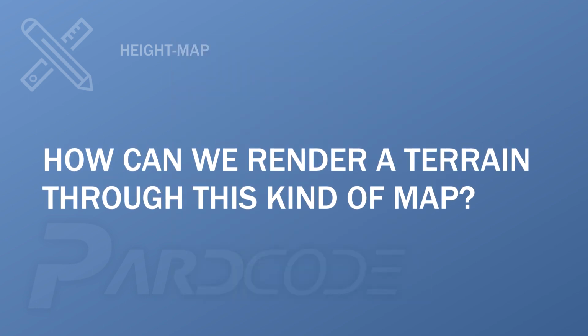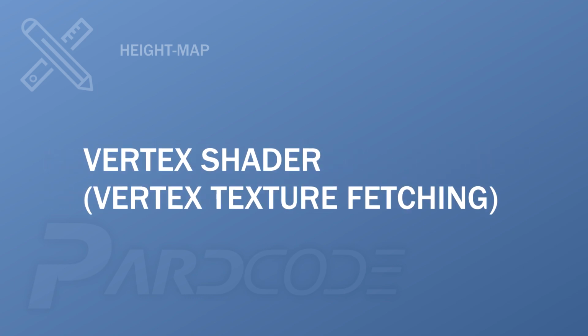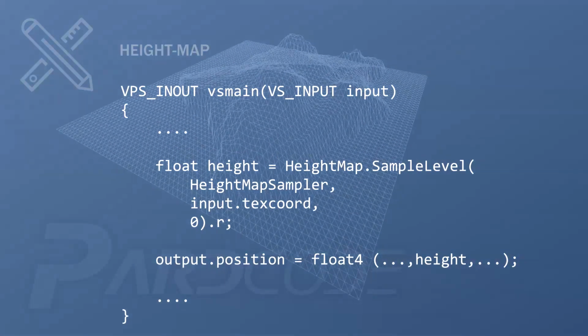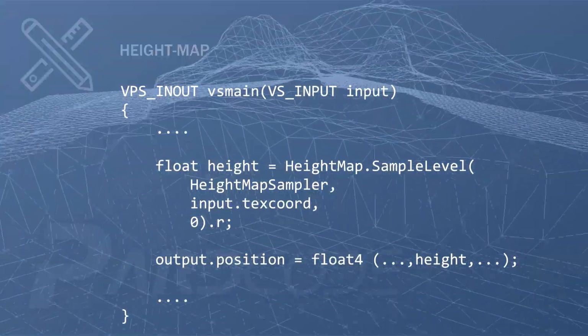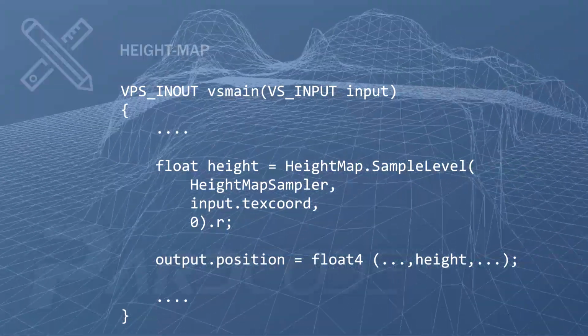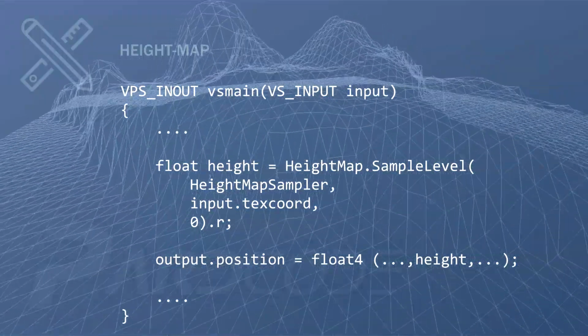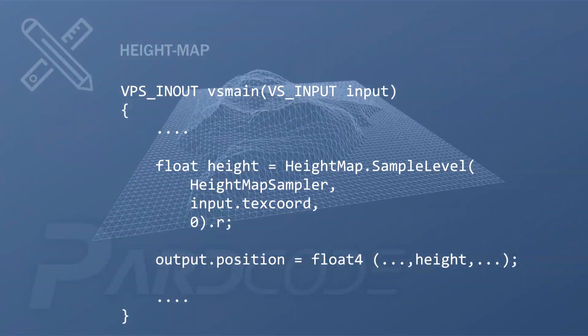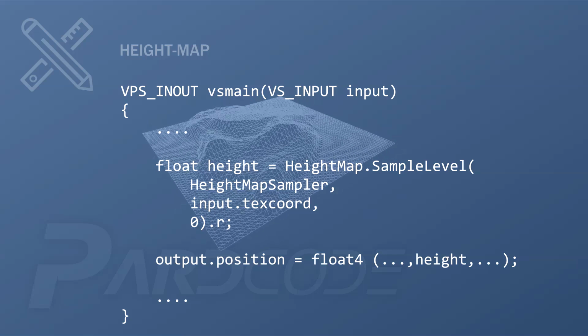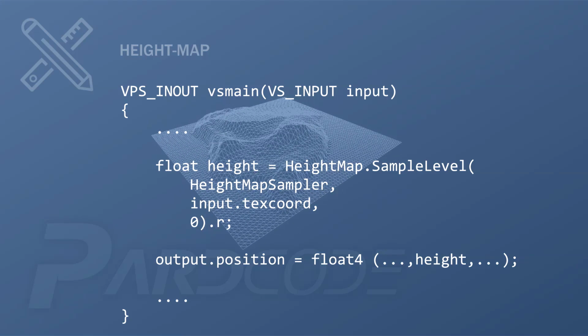Now that we know generally what a height map is, another question comes spontaneously. How can we render a terrain through this kind of map? The answer is through the vertex shader, in particular through a specific feature called vertex texture fetching. As the name suggests, vertex texture fetching is a feature that allows us to fetch texture data from the vertex shader. That is a really cool feature because it allows us to modify the coordinates of the vertices by using the data retrieved from the texture in the vertex shader. This modification of the vertex is also called vertex displacement.